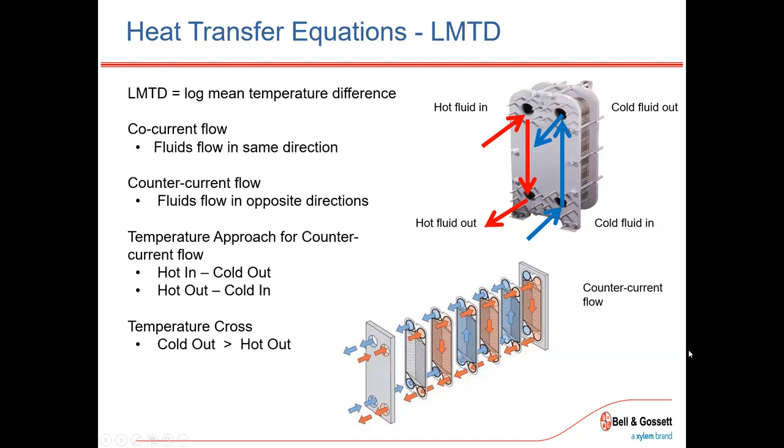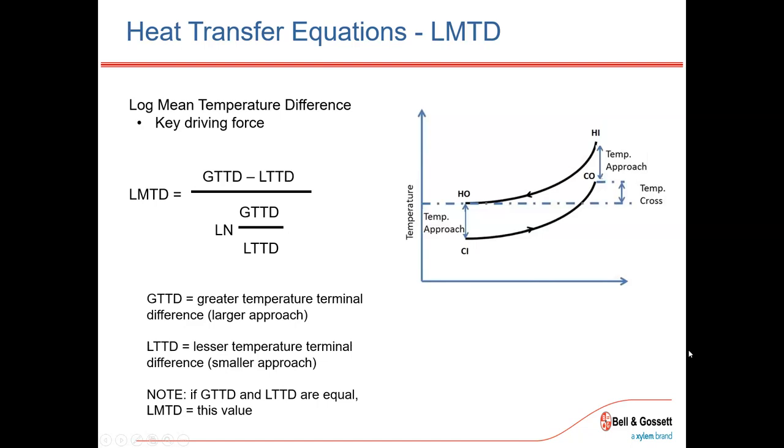Here. This is the slide I probably should have started with. So look at the right hand side. The better way to look at the approach is the cold out, hot in on the top right. That's our approach, that difference, versus on the hot out and the cold in. So hot out minus cold in equals one temperature approach, and then hot in, cold out equals another temperature approach. Now, when they're calculating the LMTD, what they have here is a greater temperature approach terminal difference. Ultimately, it just means between those two different approach temperatures, whatever the higher one, that's going to be your GTD or GTTD, versus your lesser would be obviously the smaller.